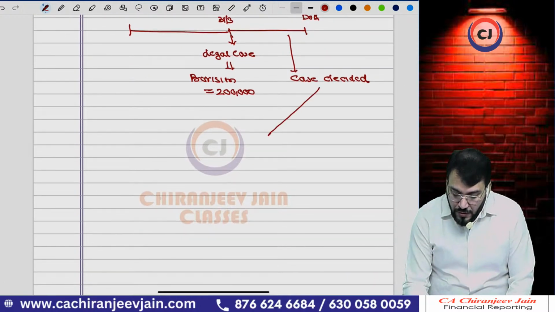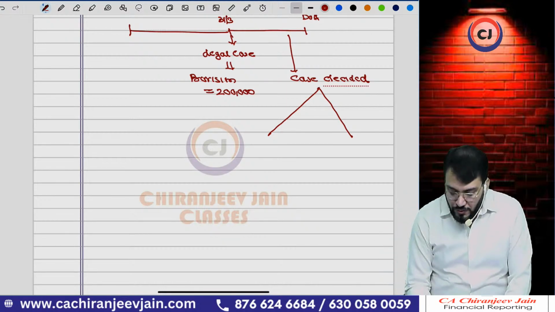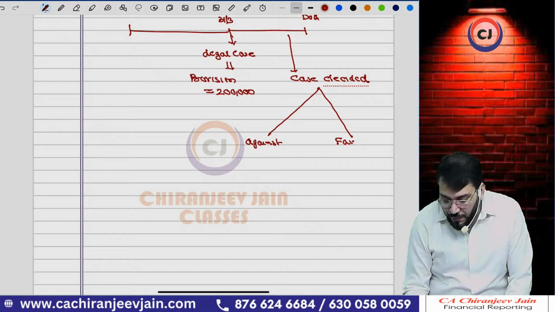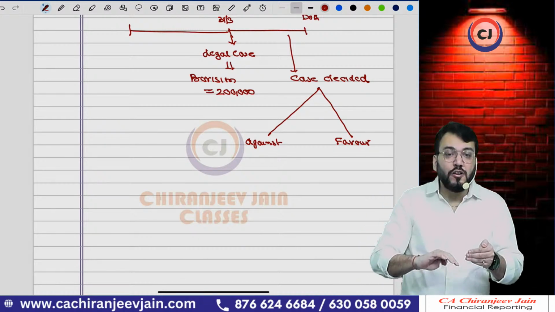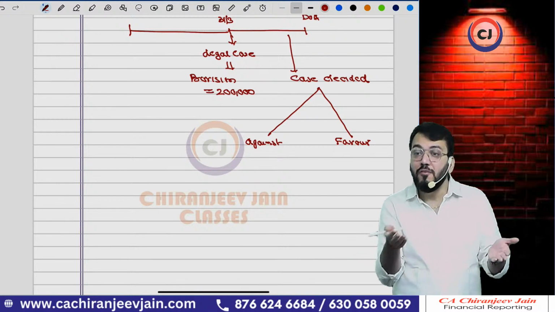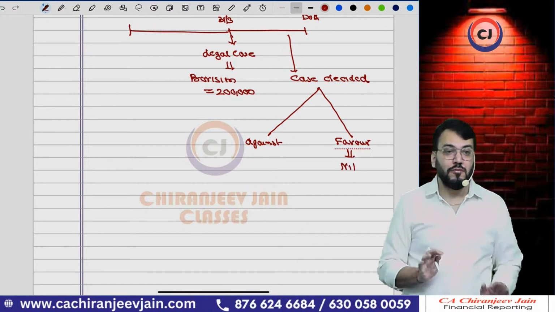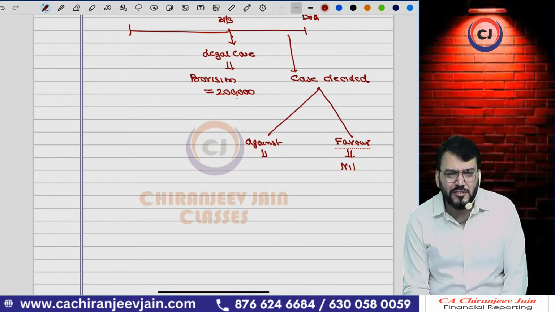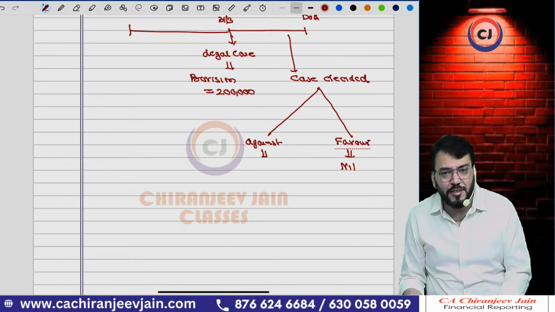Got this point? Either it can be in favor of the company or it can be against the company. Even though we created a provision, it does not mean the case will always be decided against the company. It is quite possible the case is decided in favor of the company. In favor of the company, nothing is payable now. Then no amount is payable. And against the company, the amount can be either more than 2 lakh or less than 2 lakh. It can be equal to 2 lakh. Correct. That will depend upon the information given in the question.